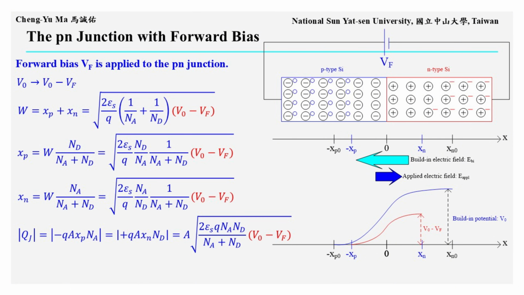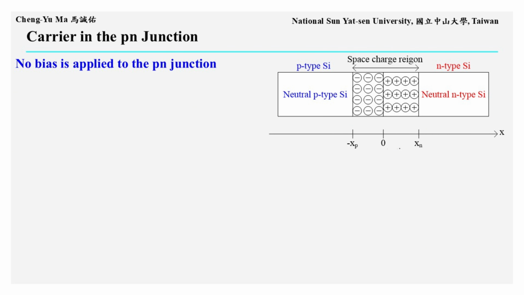Because the total voltage inside the PN junction decreases from V0 without bias to V0 minus VF, both the space charge width and the amount of space charge decrease. This is because both are proportional to the square root of the total internal voltage, as shown in the equations on the slide.